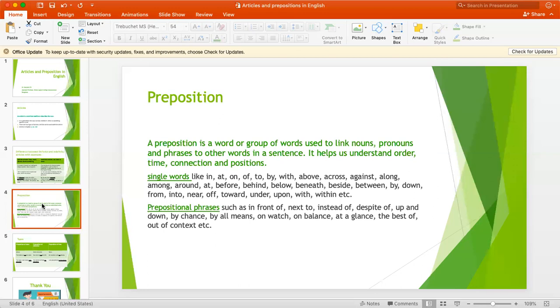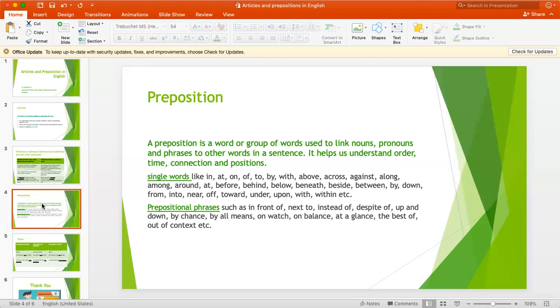So here, single word, I have given a few examples. There are many single word prepositions, both prepositional phrases and single words. I have given a few examples which we use in our day-to-day life and which are very common. So for example, at, in, on, by, across, below, behind, around, toward, into, within. All these are very common in our day-to-day conversation.